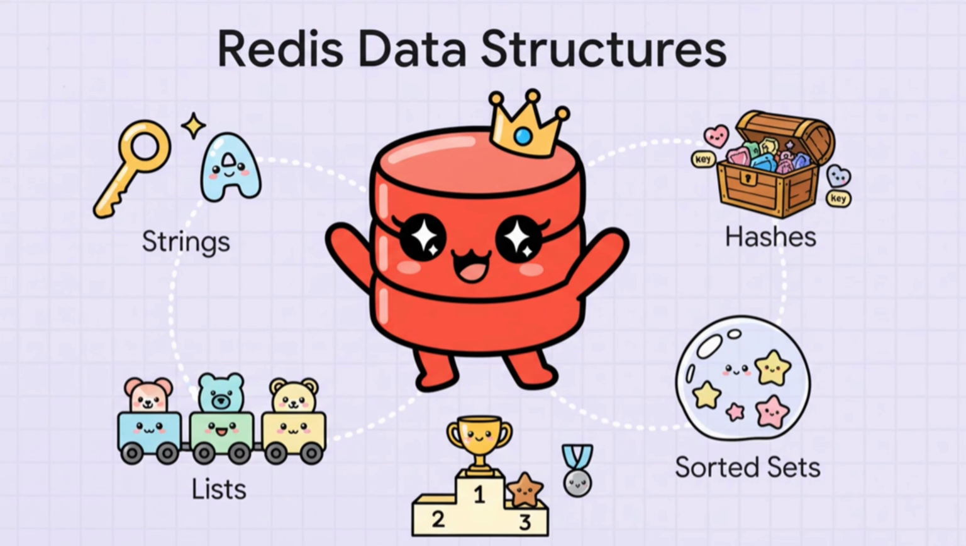And this is what we mean by the Swiss Army knife. Redis doesn't just store strings. It has native support for all these complex data structures. You've got hashes, perfect for storing entire objects.